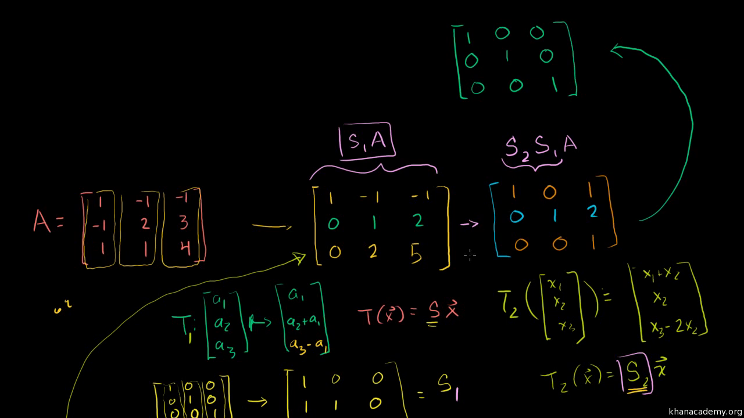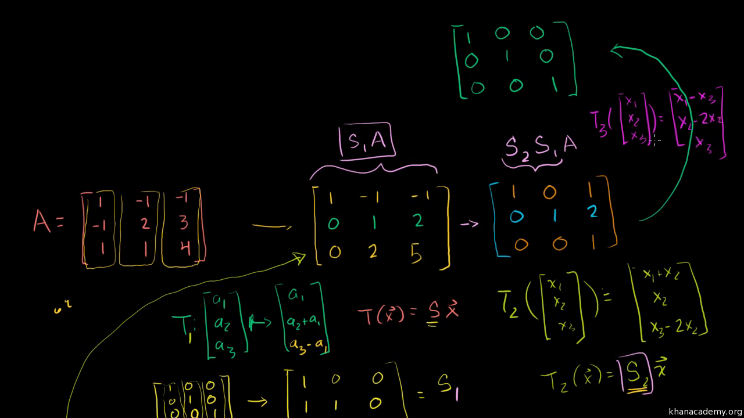Just like that. Let's actually write what our transformation was. Let's call it T3. I'll do it in purple. T3 is the transformation on some vector x1, x2, x3. What did we do? We replaced the first row with the first row minus the third row: x1 minus x3. We replaced the second row with the second row minus 2 times the third row, so it's x2 minus 2 times x3. And then the third row just stayed the same.